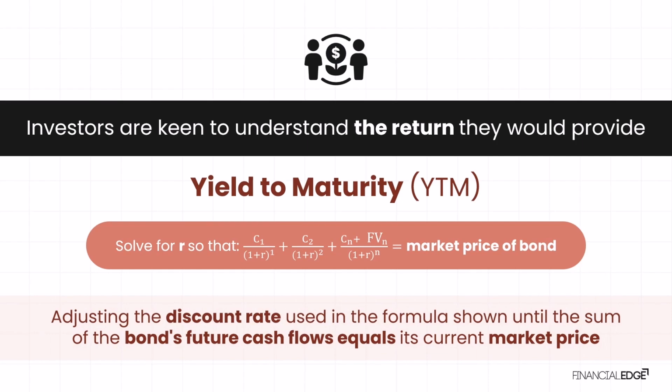But what discount rate do we use? Well, the answer is the yield to maturity, and it is one of the most commonly referenced yield metrics in fixed income markets. We basically solve for R so that the formula equals the market price of the bond.